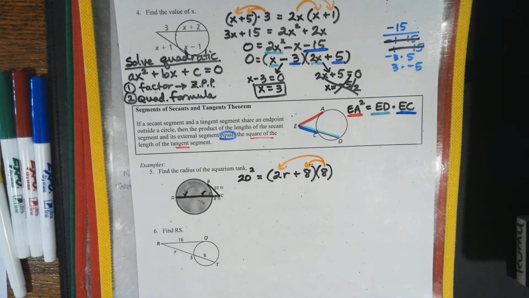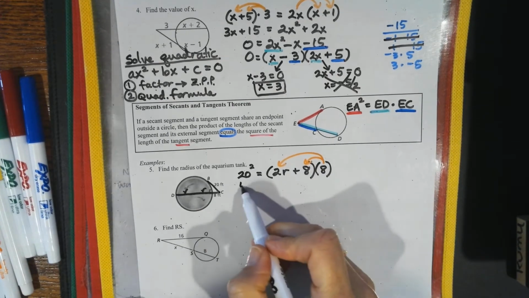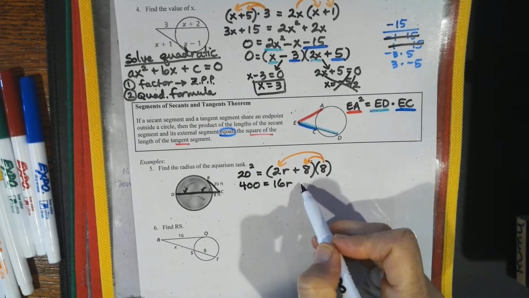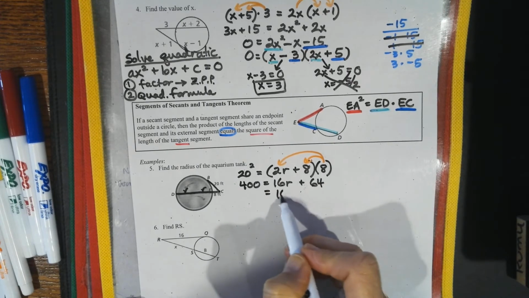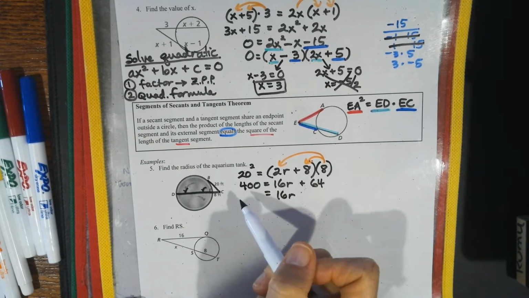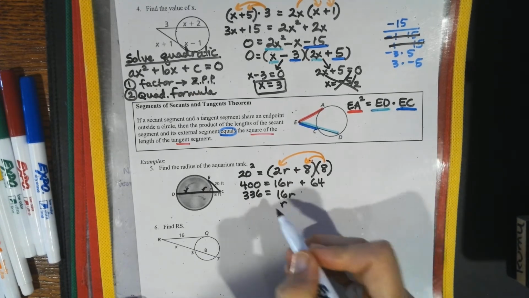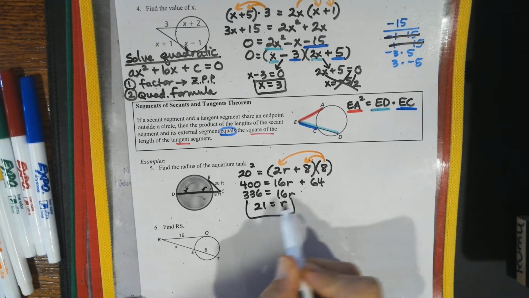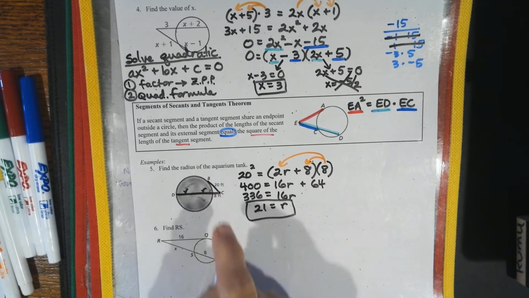We'll distribute, and we'll be able to solve for the radius. So 400 equals 16r plus 64. Let's see, when I subtract that, that's 336. And when I divide that, I get 21, which is a reasonable number, especially when that outside one is 20.